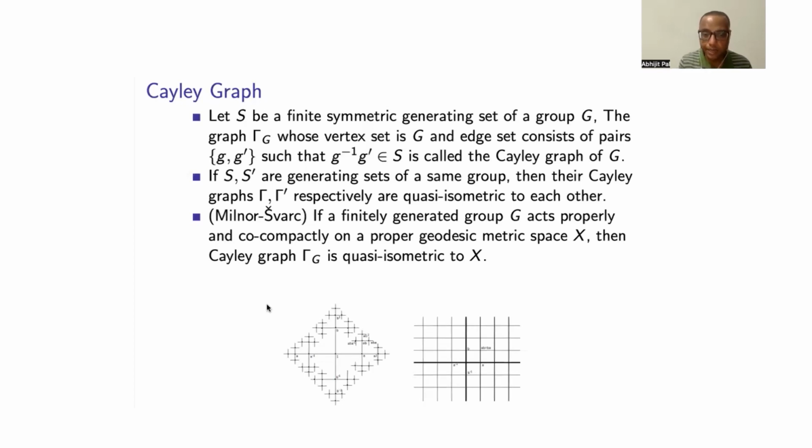Here are some examples of Cayley graphs. If I take the free group with two generators a and b, the infinite tree in which the degree of each vertex is equal to 4 is the Cayley graph of this free group. And if I take Z^2, then the square lattice of rank 2 is the Cayley graph of Z^2.